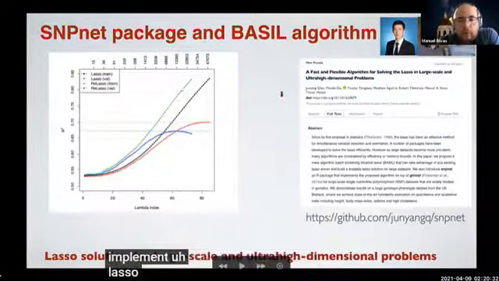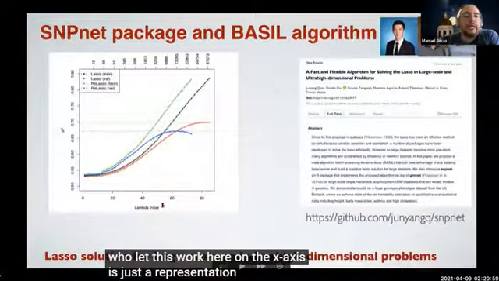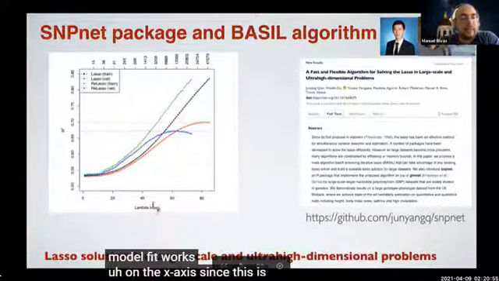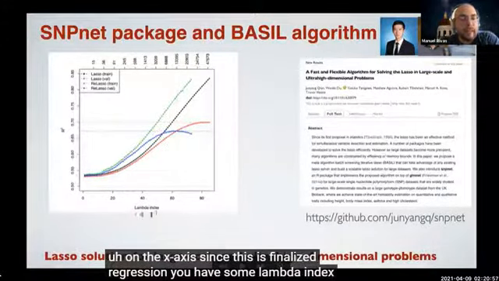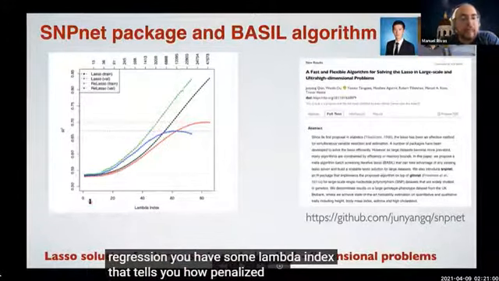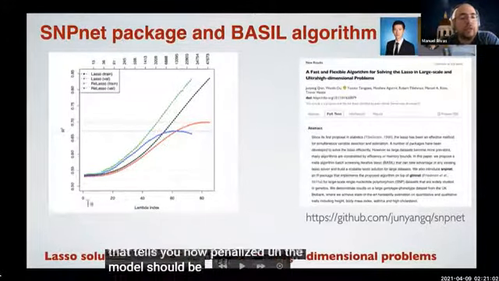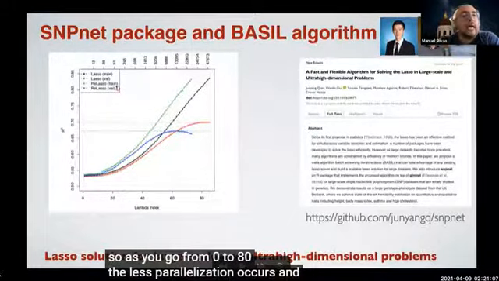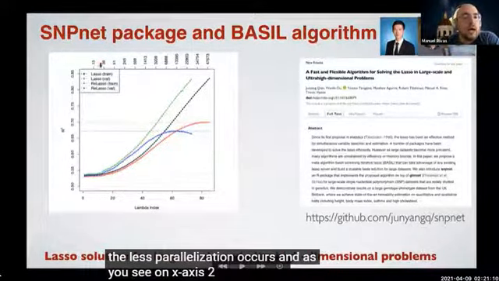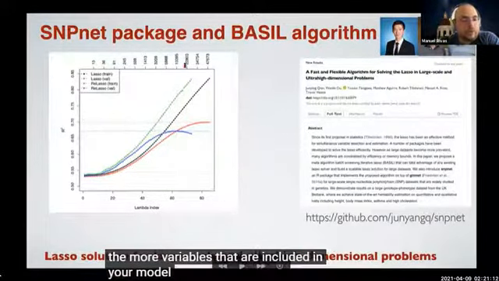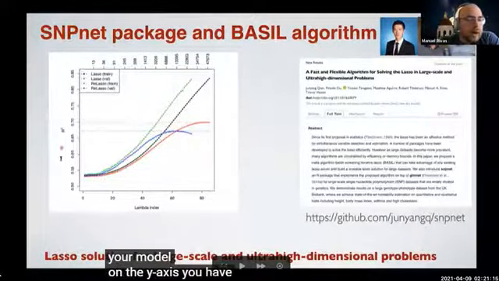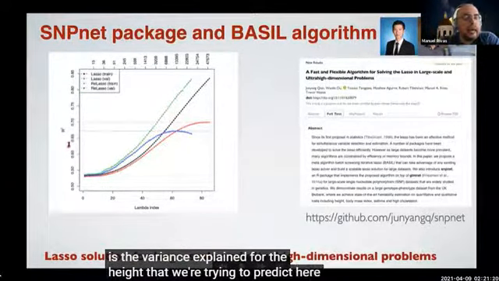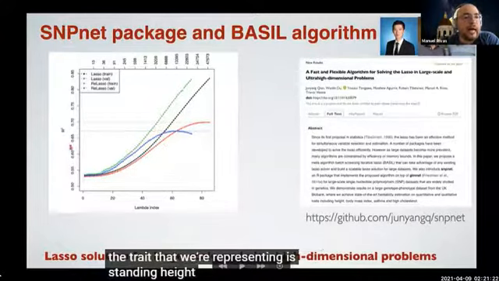Here on the x-axis is just a representation as to how this model fit works. Since this is penalized regression, you have some lambda index that tells you how penalized the model should be. So as you go from 0 to 80, the less penalization occurs, and as you see on the second x-axis, the more variables that are included in your model. On the y-axis, you have R squared, which is the variance explained for the height that we're trying to predict. Here, the trait that we're representing is standing height.